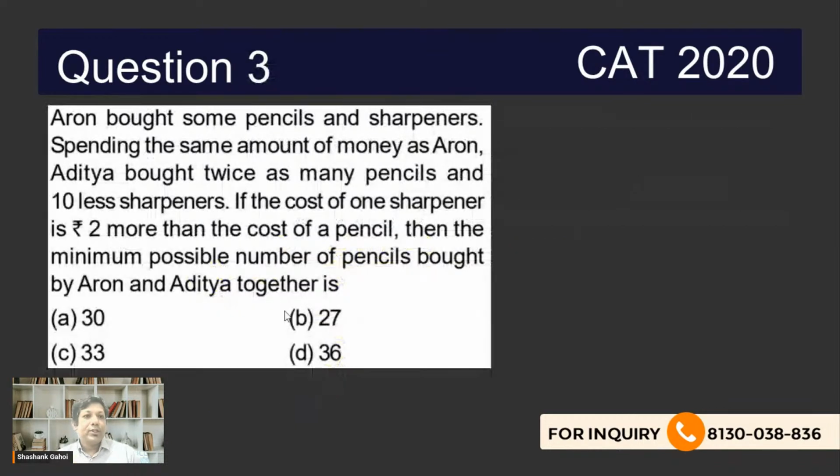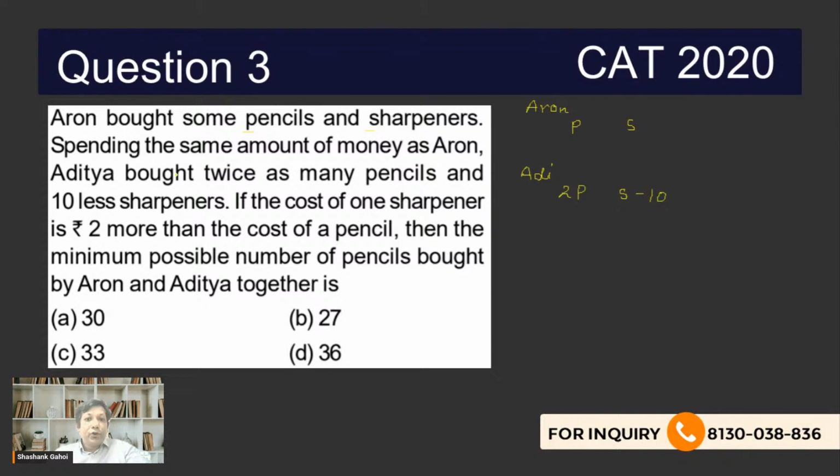What does it say? Aaron bought some pencils and sharpeners, spending the same amount of money as Aditya. Okay, so how many pencils did Aaron buy? Aaron bought P pencils and S sharpeners. I prefer to take the initials as the variables. Spending the same amount of money as Aaron, Aditya bought twice as many pencils and 10 fewer sharpeners. So this is the story of Aaron. Then what did Aditya do? Aditya bought 2P pencils and S minus 10 sharpeners.